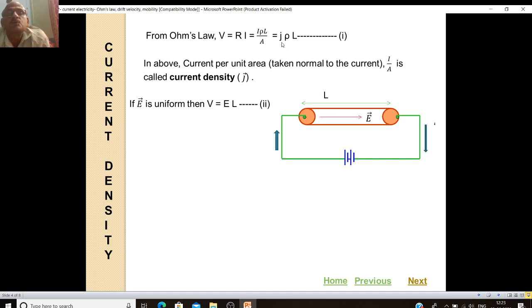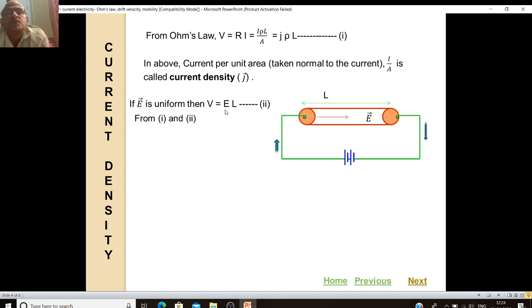So V equal to J rho L. It means current per unit area, with the area vector taken normal to the current. That is, I by A is called current density. If electric field is uniform, then V equal to EL. This we have learnt in the chapter electrostatics.